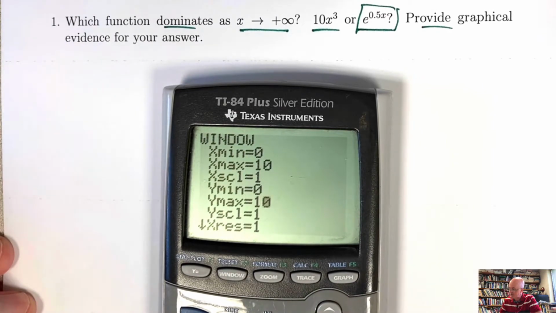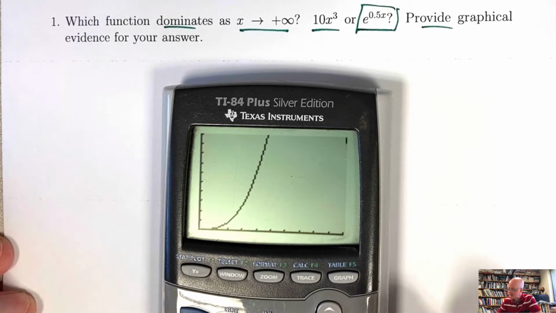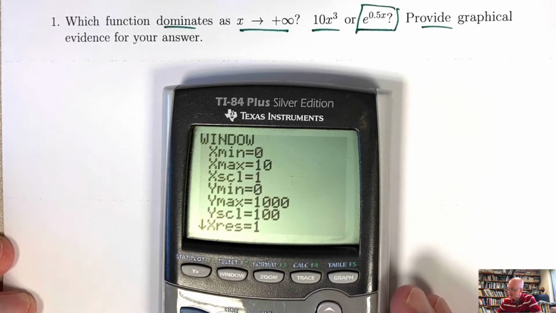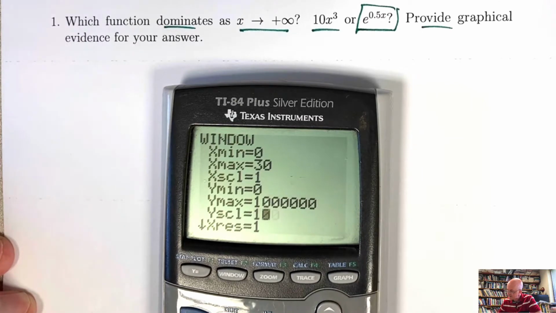Let's try going up to say 1,000 here and make our y scale be 100. There's 10x cubed, and here is, well, you can barely see it, e to the 0.5x. It looks like it's not catching up. Okay, so we need to go further in the x direction as well. Let's try going out to say 30 here, and let's try letting the y max go to maybe even 1,000,000 or something. Let's see, there's 1,000,000 right there. Let's see what happens. Let's make this 100,000.